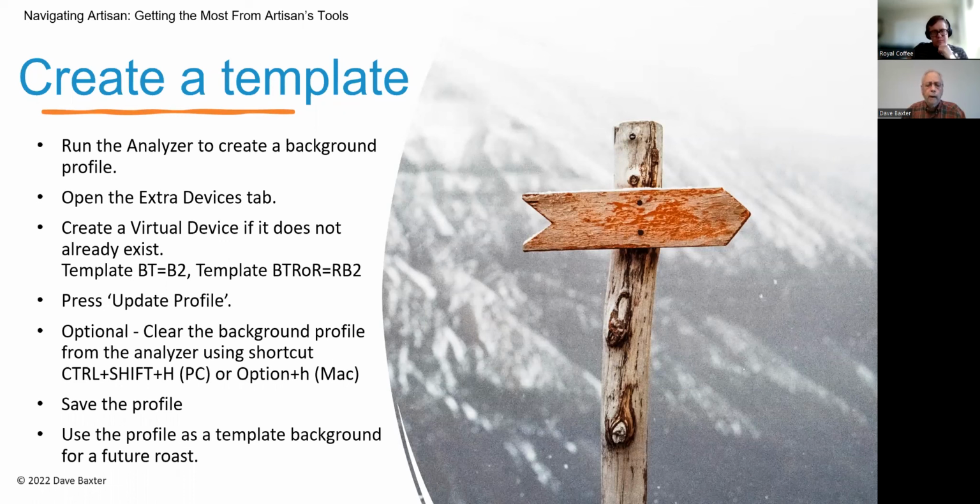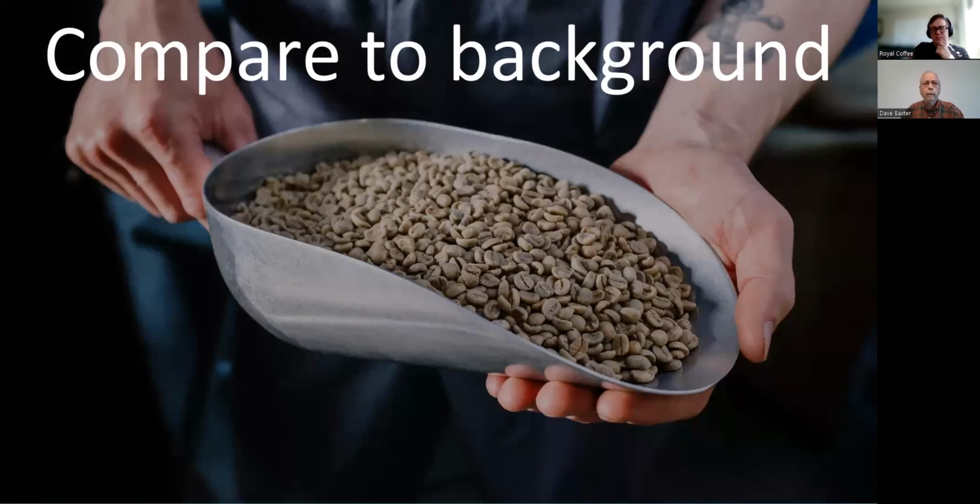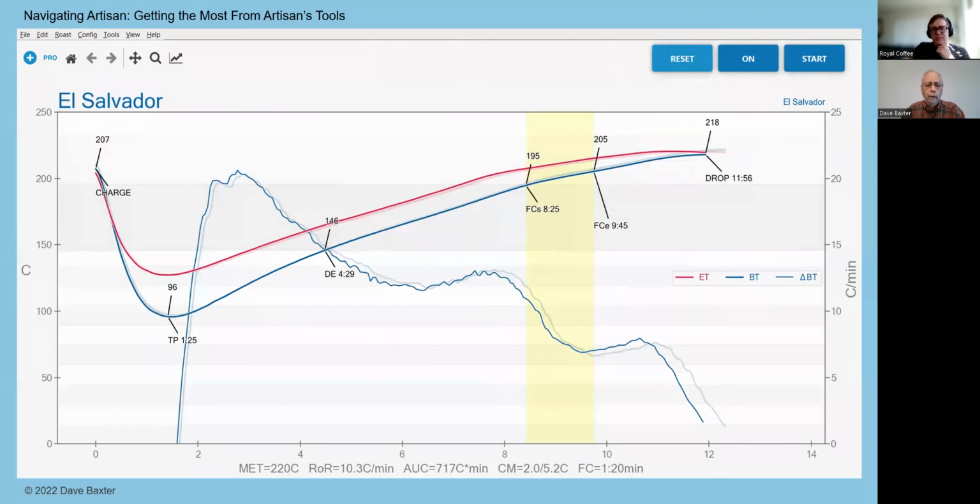So here's a summary. This is repeated at the end of this presentation as just a step-by-step for how to create your template. But I think a lot of people will find this very useful to do that. So compare to background, that's another part of the analyzer, and I think actually one of the most useful when you want to improve your roasting from roast to roast. One of the most useful features within the analyzer.